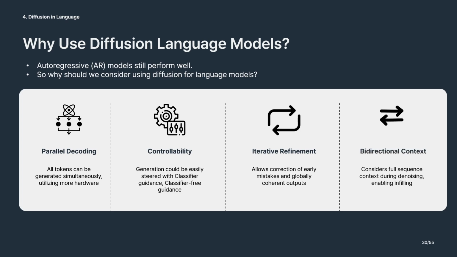And finally, diffusion models naturally incorporate bidirectional context. This means they can condition on both the left and right sides of the token during generation, making them especially suitable for tasks like infilling or structured text completion.